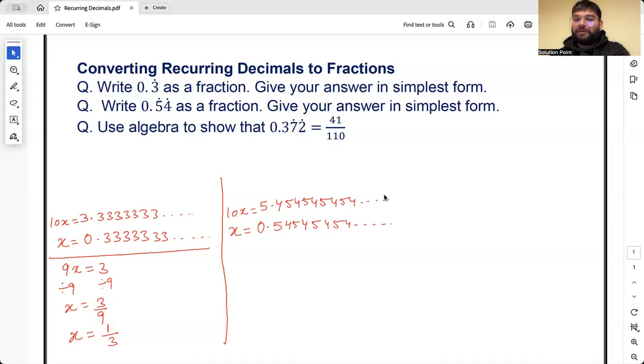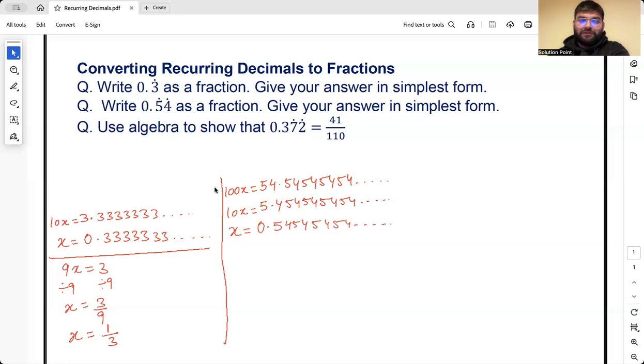5.454545454 and so on. Now, if you observe the digits after the decimal, if I subtract, I'll not be getting 0 here. So I again need to multiply this equation by 10, which moves the decimal one more place to the right. So this will become 54.54545454 and so on.